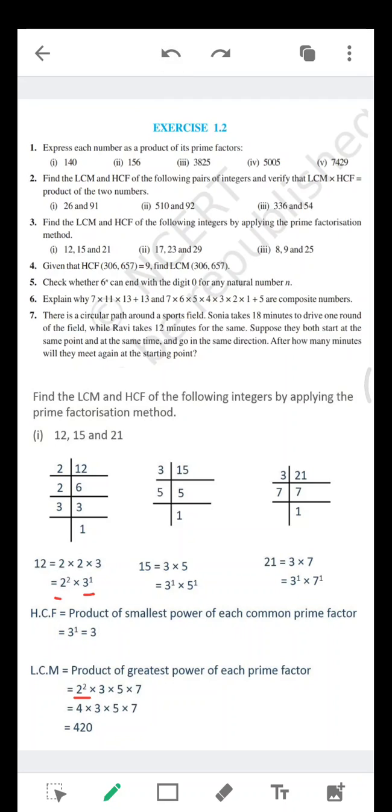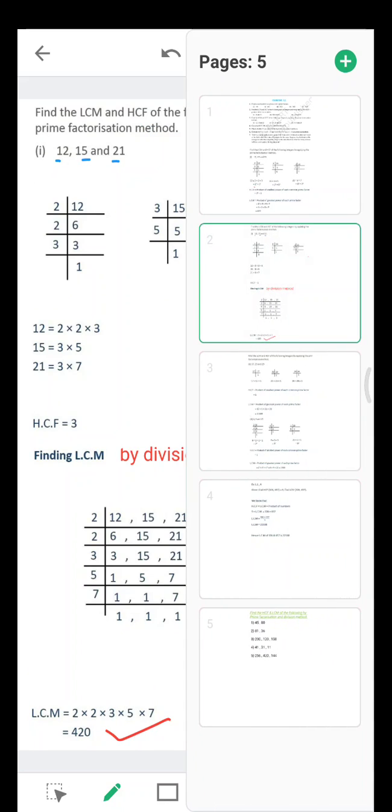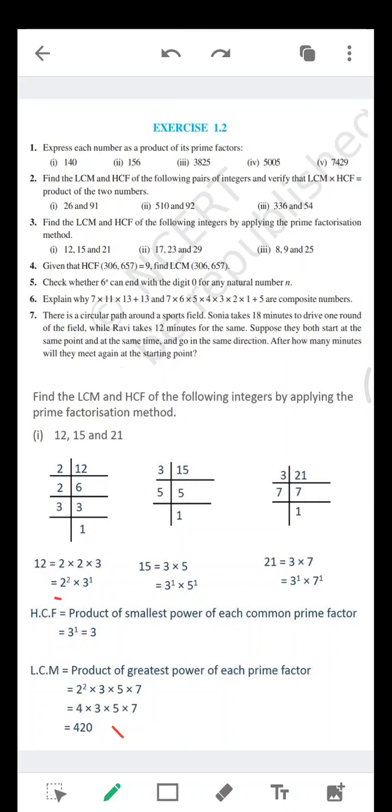you can see you will get 420 here. Okay, so here also we did by division method, we got 420, and this is prime factorization method, we got 420. So what to do in this? You should take all the numbers, like here what are the numbers? 2 3 5 7. Yeah, in this we have 4 different numbers, 2 3 5 7.